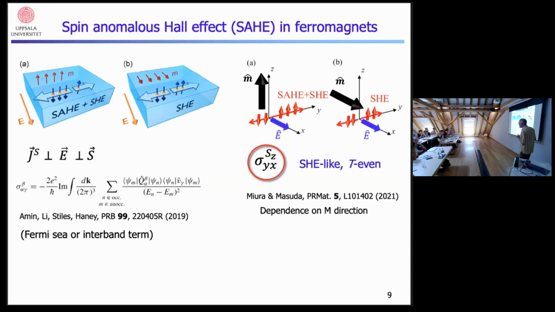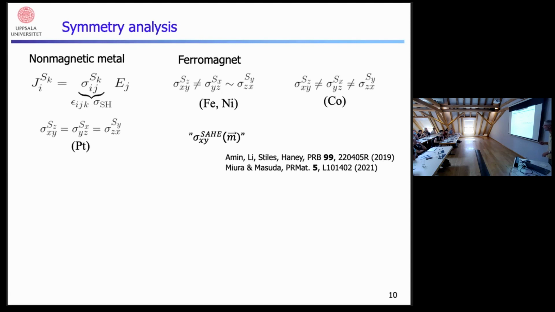And what happens here is that I have this component, I have this sigma yx at z. This again is a time even component. But what happens? It is different if I have my magnetization in this direction or in the other direction. I get a different spin Hall effect. It is the magnetocrystalline anisotropy of the spin Hall effect. So we are talking about another component.